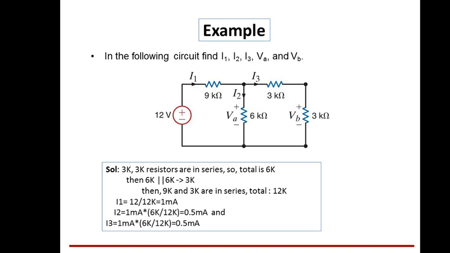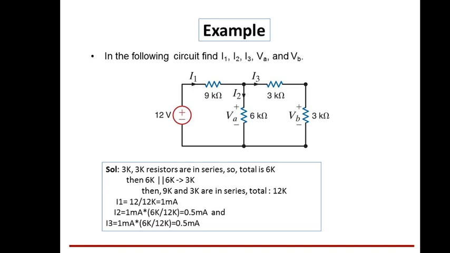Now you see 3 kilo ohms and 3 kilo ohms are connected in series. So the total value of that is 6, right? Then that 6 and this 6 kilo ohms both are connected in parallel. So 6 into 6 by 6 plus 6. How much will you get? 3 kilo ohms. Okay, and then 9 kilo ohms and 3 kilo ohms, equivalent value of that: 9 plus 3, 12 kilo ohms, because these two are connected in series.